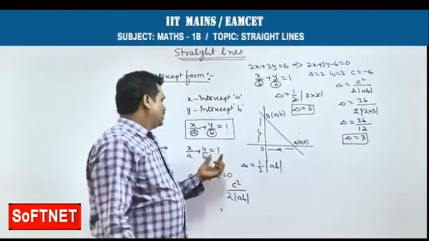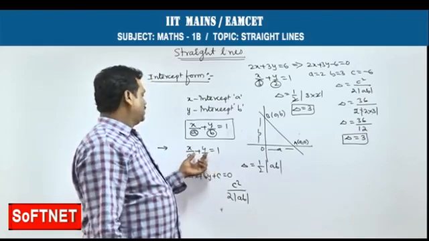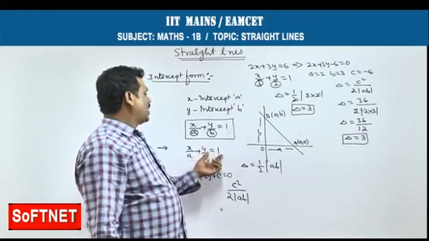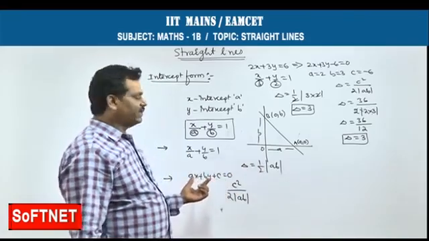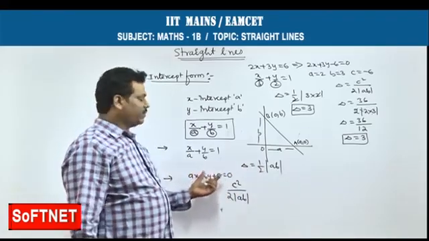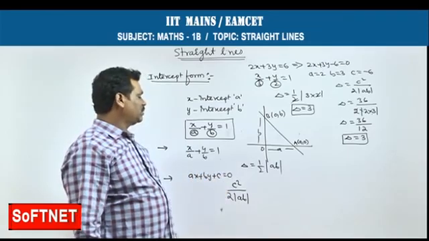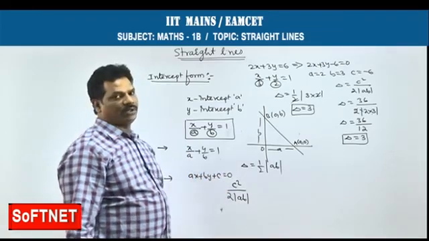So here the area of the triangle formed by the line x by a plus y by b equal to 1 is delta equal to 1 by 2 mod ab, or the area of the triangle formed by the line ax plus by plus c equal to 0 is c square by 2 into mod ab.